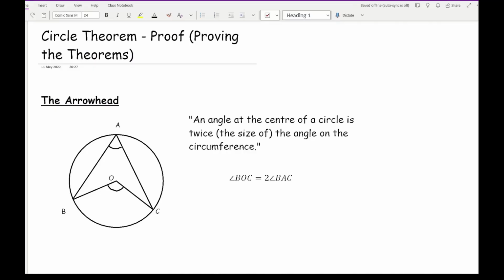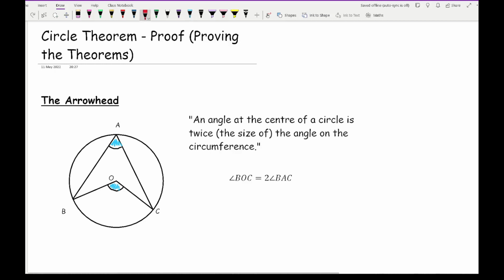Now, as well as being able to use the circle theorems and also quote the circle theorems at a higher level and at level 2 further maths, you will be asked to prove the theorems as well. So it's not going to be good enough to, for example, using the arrowhead as an example, to prove that this angle here at A is half the size of the angle at the center, or more formally known as the angle at the center of the circle is twice the size of the angle on the circumference. So what we want to go on is to prove that this is the case.